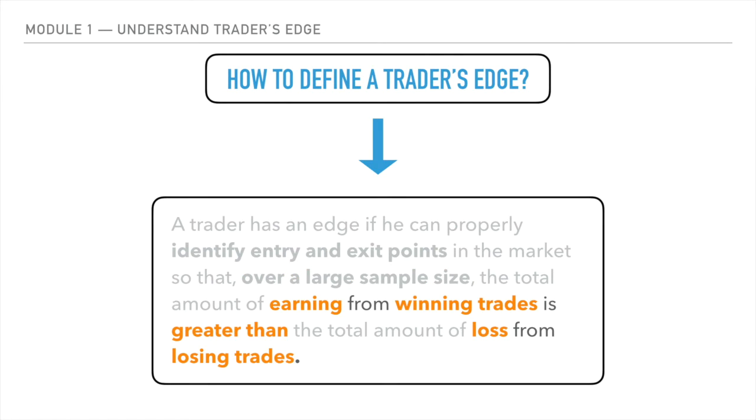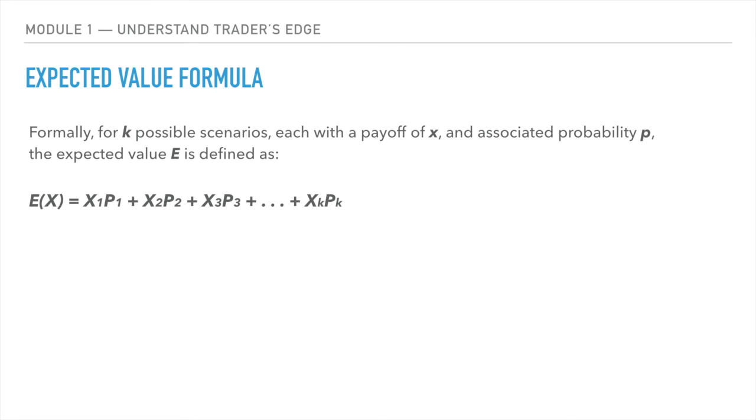Third, your edge is not only about having more winning trades than losing trades. It's also about how much you can make from your winning trades and how much you lose from your losing trades. When I started learning how to trade 9 years ago, I was using this formula called the expected value formula, or expectancy formula. This is how it works.